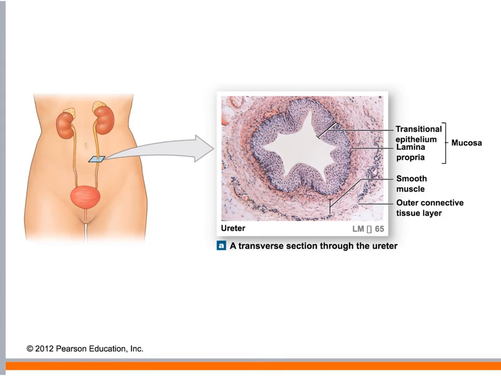Here the ureters are pictured. You can see they go from the kidney to the urinary bladder. We can also see the cross-sectional view of the ureter.